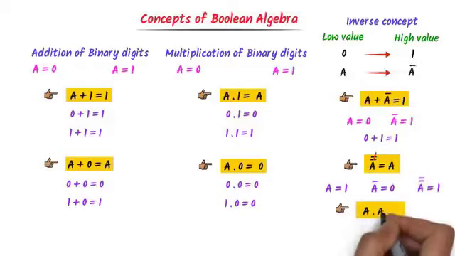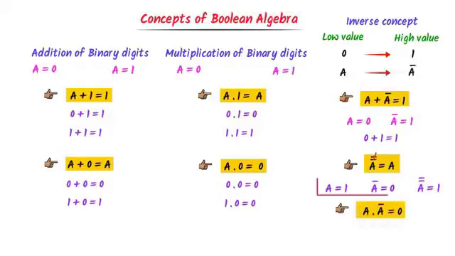Fifthly, a dot a bar equals 0. Let a equals 1 and a bar becomes 0. Now 1 into 0 is equal to 0. Thus a into a bar equals 0. Thus noted down all these basic concepts of Boolean algebra.